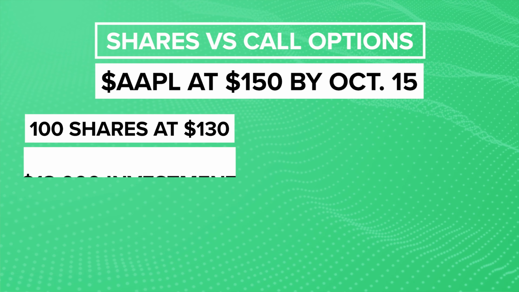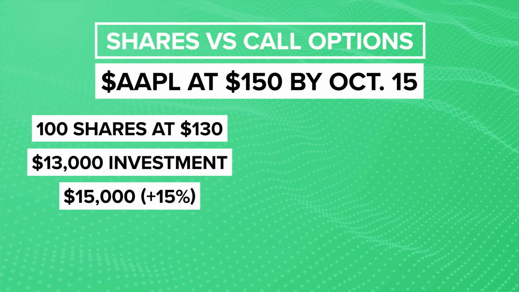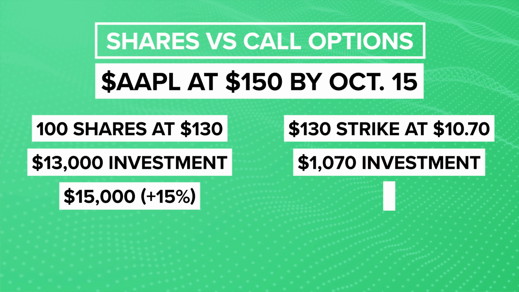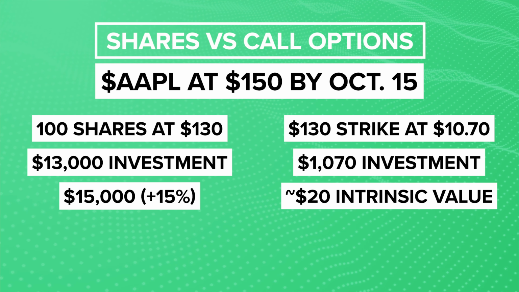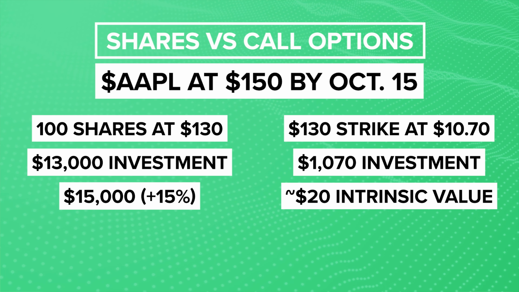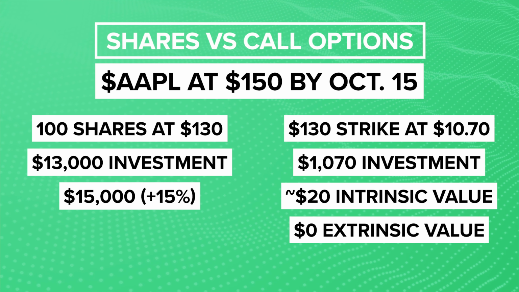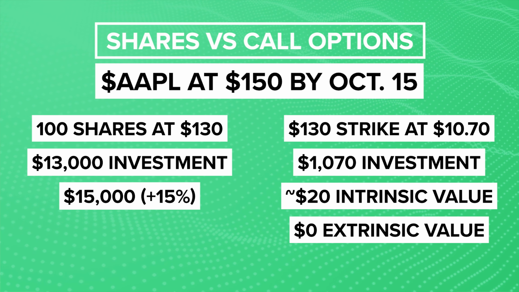If you invested $13,000 to buy 100 shares, you would have turned that into $15,000, which is about a 15% return. In comparison, we know that the call option contract you purchased would now have an intrinsic value of $20 per share, given that the strike price is $20 less than the hypothetical trading price of $150. We also know that any extrinsic value will have diminished to zero by the time of the expiration date, which means that all that's left in the contract is that $20 of intrinsic value.